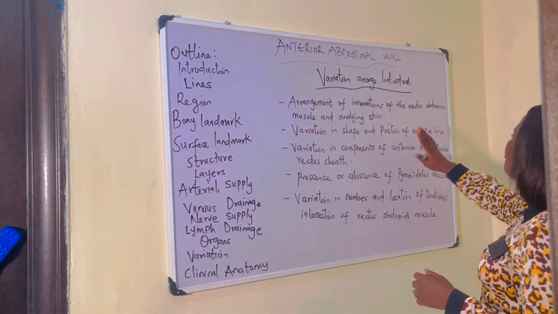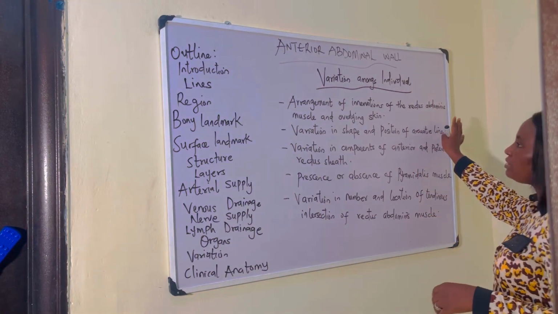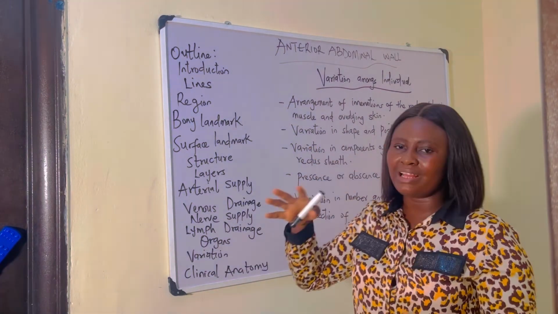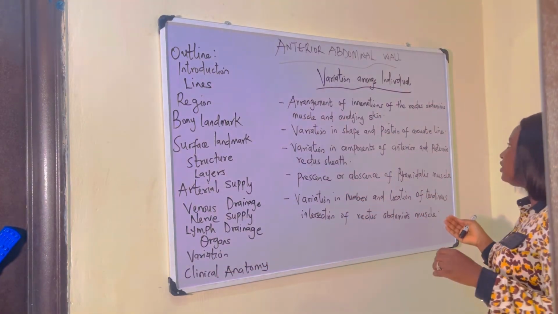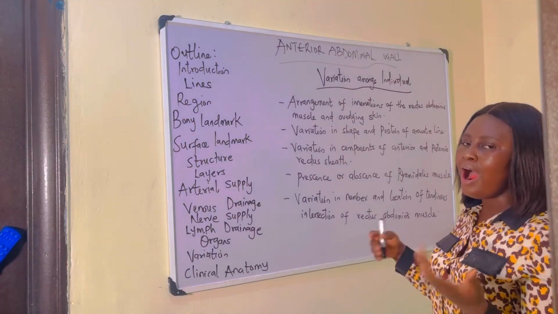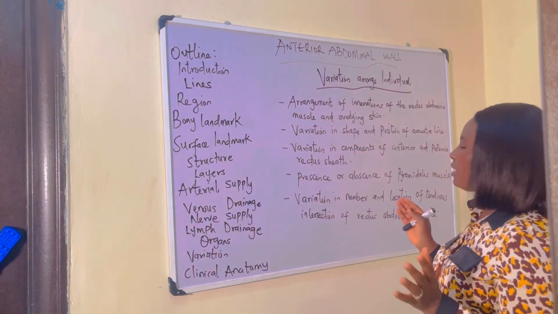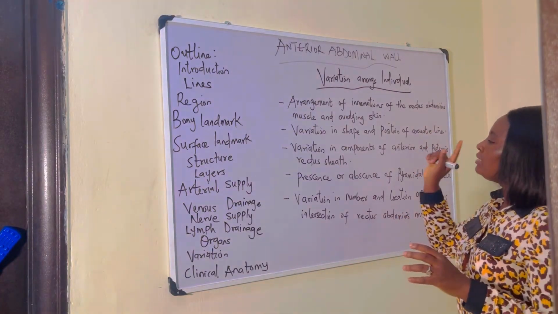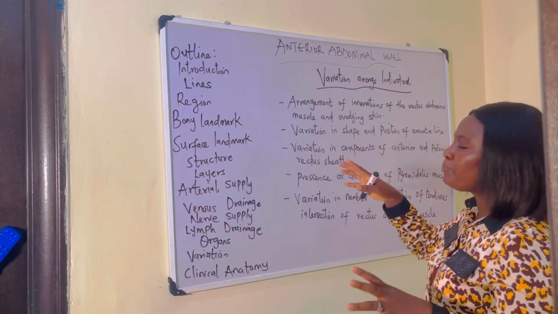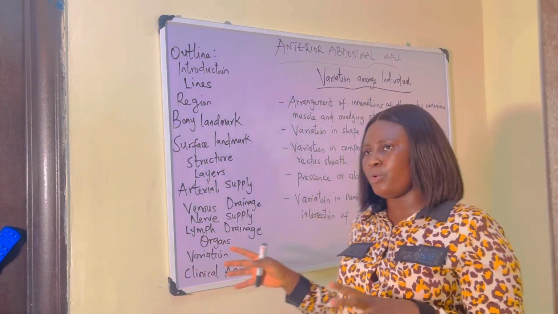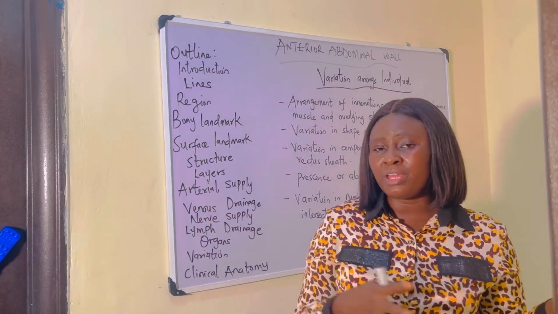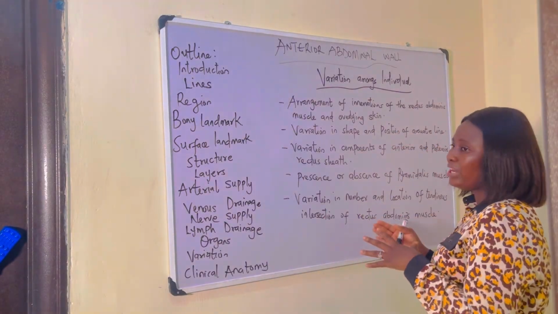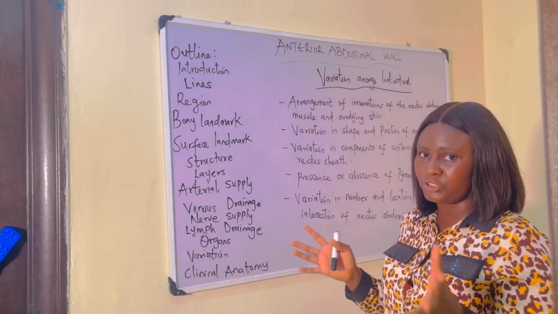So the first is the arrangement of innervations of the rectus abdominis muscle and overlying skin. So there's a variation in the arrangement of innervation of the rectus abdominis muscle and the overlying skin that we can find in the rectus abdominis muscle. There's also a variation in shape and position of the arcuate line. The shape of the arcuate line might be different in some individuals and also different in another individual, as well as its position.